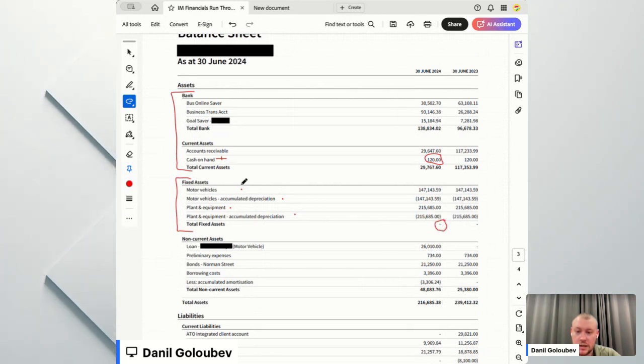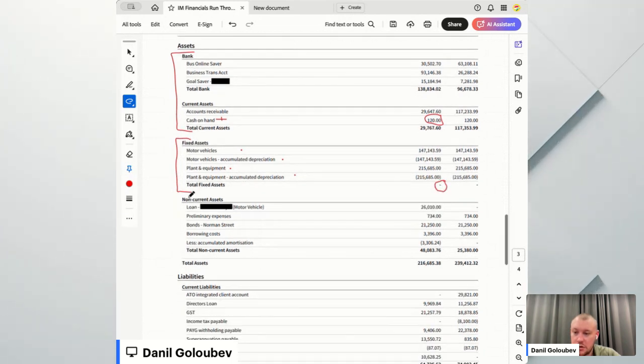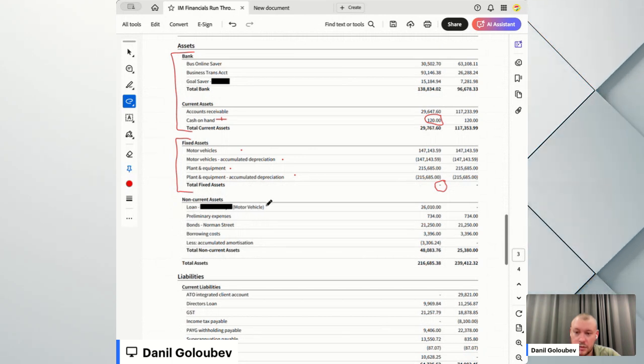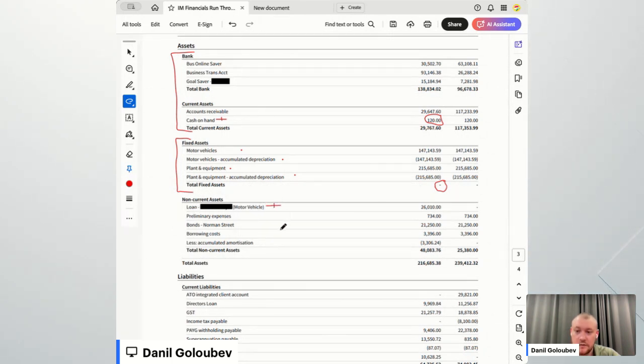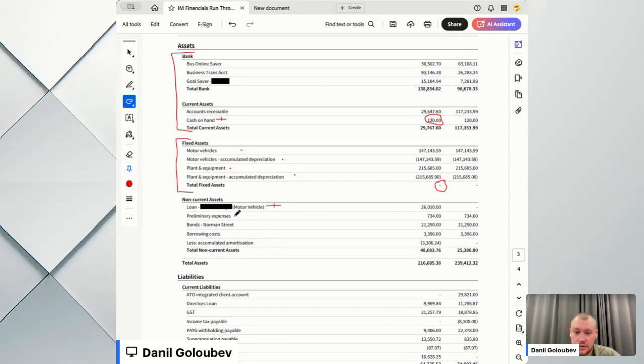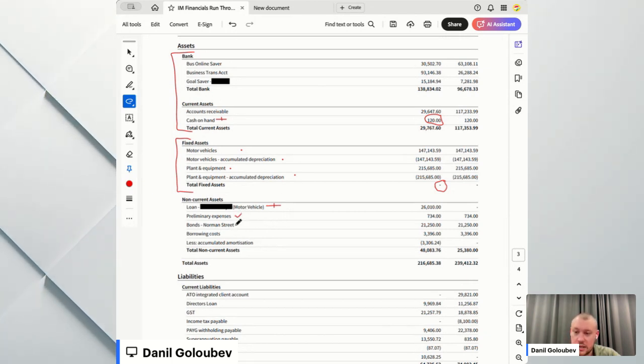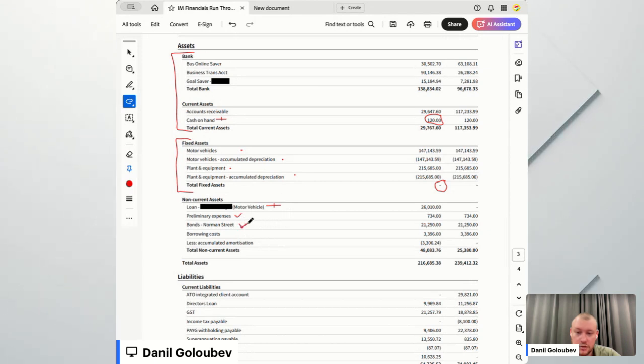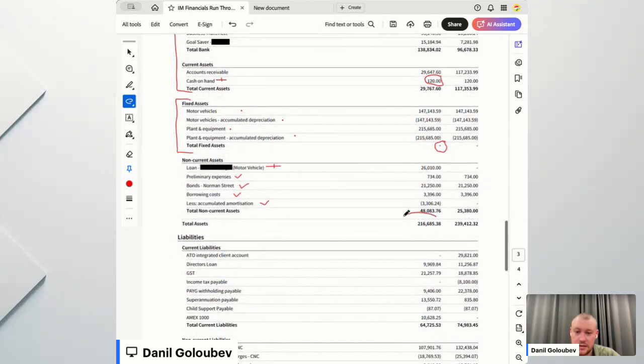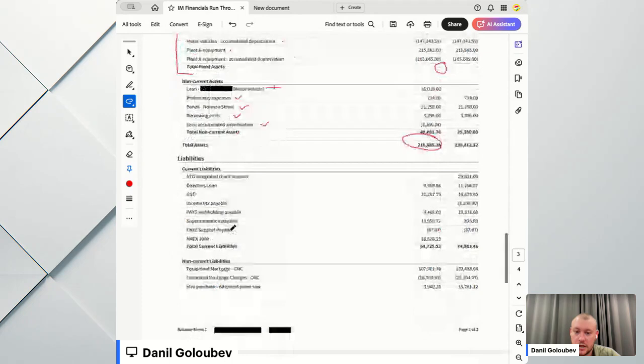accounting balance here. We've got some non-current loans. In this scenario, a director took a personal loan from the company for a motor vehicle. Yes, that has the Division 7A consequences, which they are aware of. We've got some preliminary expenses during setup. There's a bond on their rental. Got some borrowing costs, which have been amortized. So everything's a nice clean tick. We have our total asset balance over here.